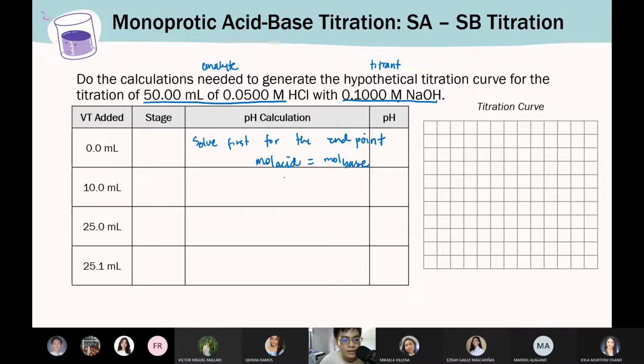So, how do you get the mole of acid? To get the mole of acid, that's molarity analyte, volume analyte. How do you get the mole of the base? Molarity titrant, volume titrant. Okay? So, ang gusto natin malaman is yung volume ng titrant that will give us the endpoint. So, kailangan equal yung mole of acid and yung mole ng base. Okay? So, we use MAVA equals MTVT. So, gusto natin malaman yung volume of titrant at equivalence. Okay? So, just divide both sides by MT. So, we will get molarity analyte, volume analyte divided by molarity titrant. Okay?